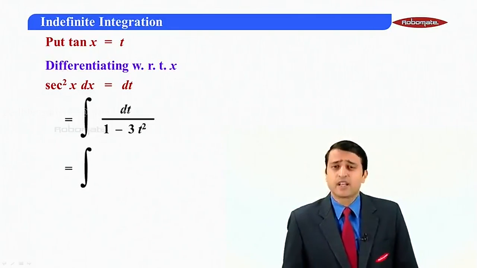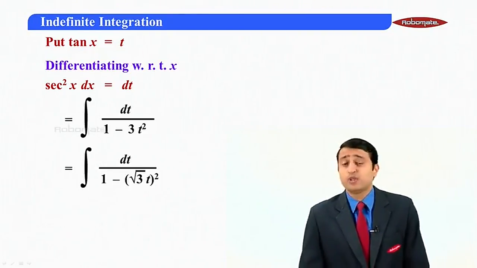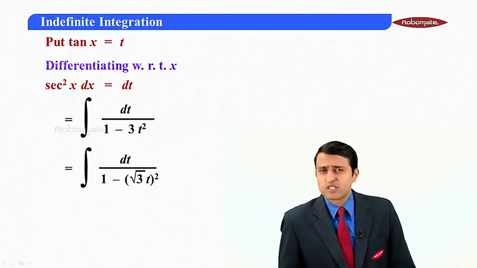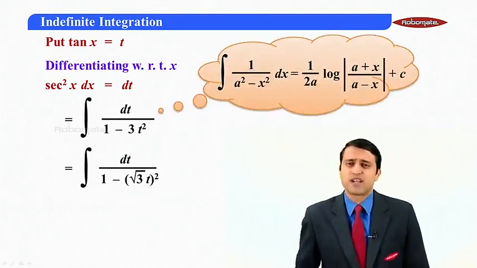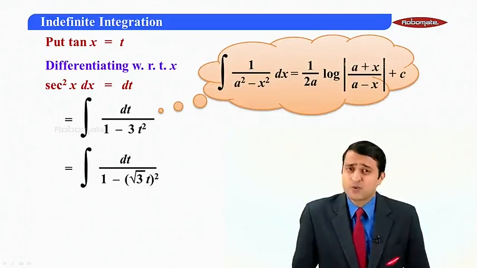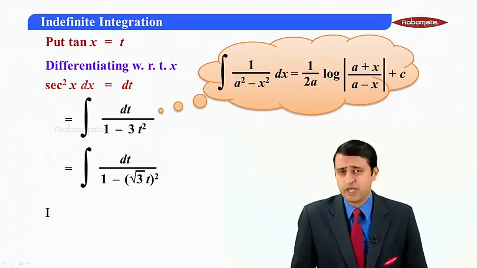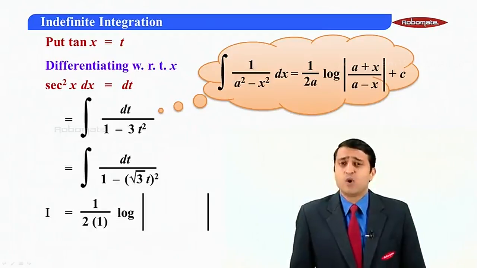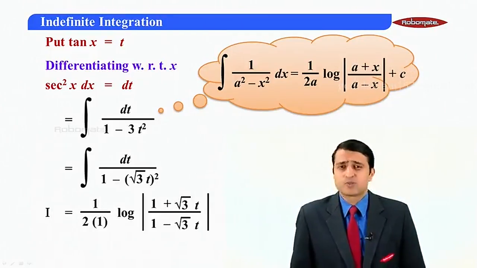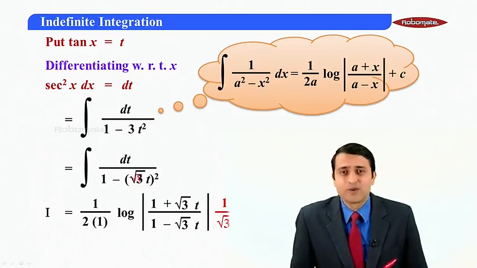So let us write that integral of 1 upon 1 minus of root 3t the whole square. Now this is of the form 1 upon a square minus x square. So my dear students, let us recall the formula 1 upon a square minus x square. It says 1 by 2a log mod of a plus x upon a minus x. So 1 by 2a means 1 upon 2 into 1 log mod of 1 plus root 3t upon 1 minus root 3t. Now my dear students, you very well know that after this log mod, I am supposed to write a 1 by root 3.